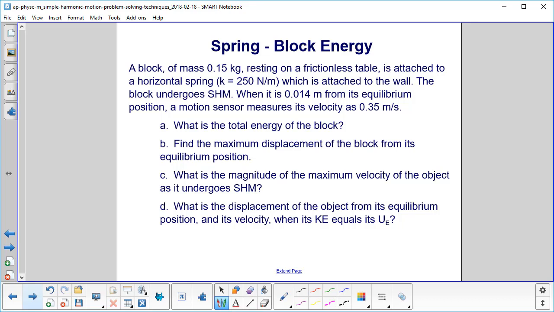So find the total energy of the block, find the max displacement of the block, what is the magnitude of the maximum velocity of the object, and what is its displacement from its equilibrium position, that's where x is equal to 0, and also find its velocity when its kinetic energy equals its potential energy.